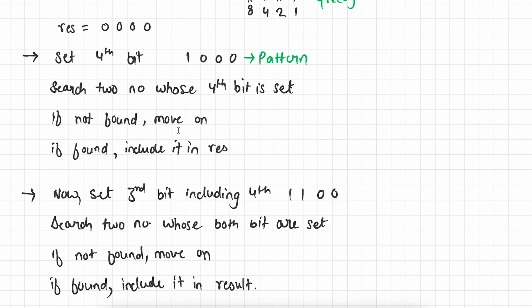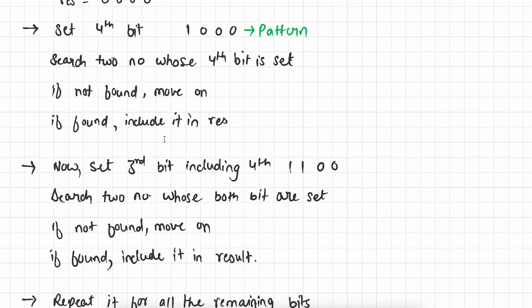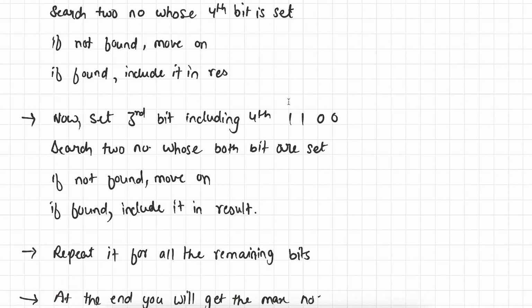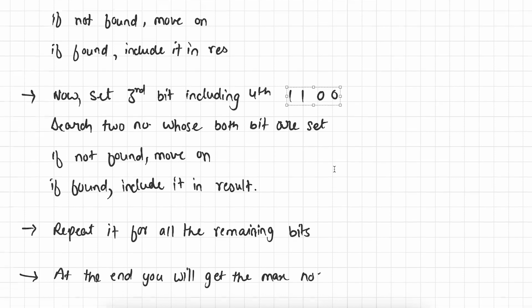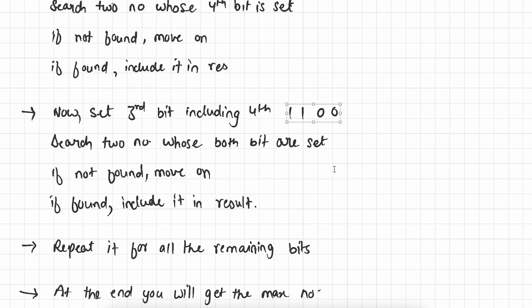Okay. Now moving on to the next step. Now we are going to set the 3rd bit, but including the 4th bit, right? And then we are going to search for two numbers whose both bits are set. If we do not find such numbers, we simply move on. And if we find them, we simply include that bit in our result variable. So now our result variable has 2 bits set, the 4th and the 3rd one. And we are going to repeat this step for all the remaining bits. And at the end, we get the maximum number.